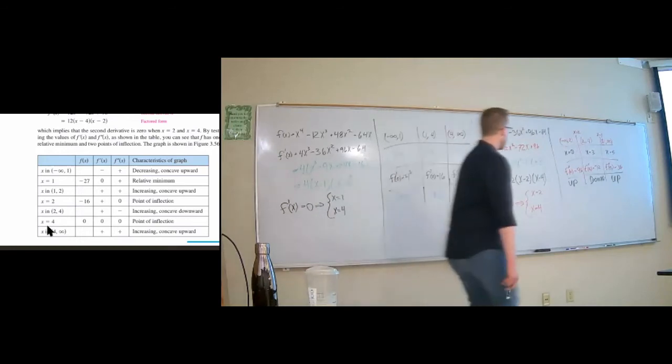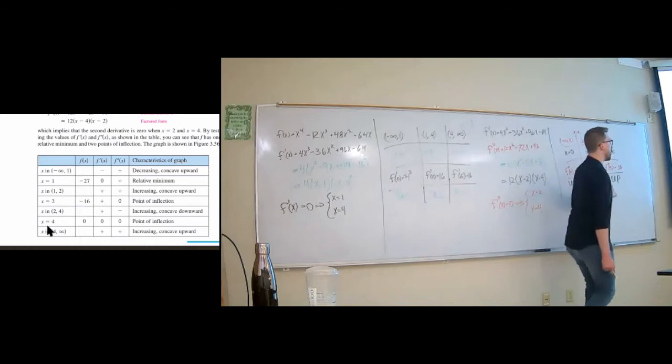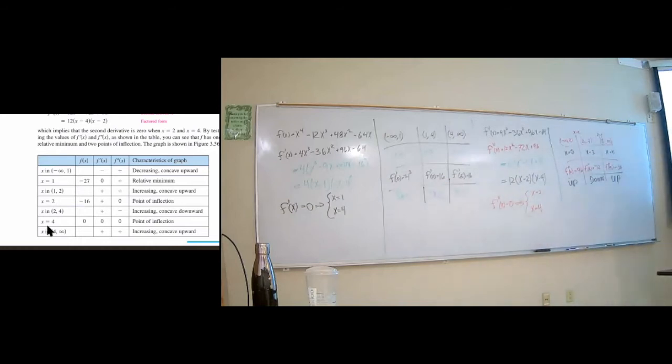Notice what this tells us. We go from up to down at 2, so 2 is an inflection point. We go from down to up at 4, so 4 is an inflection point, corresponding with their solution as well. Yeah?